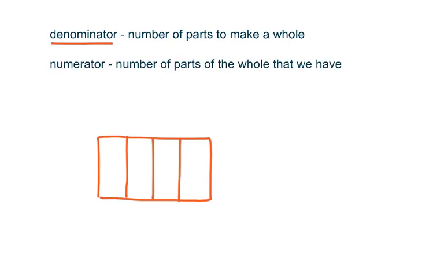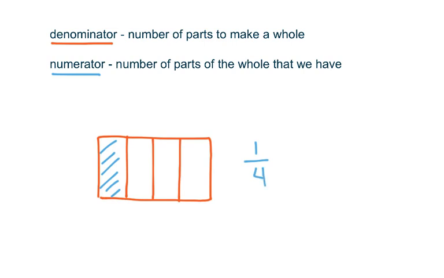Another key term is the numerator. And the numerator is the number of parts of the whole that we have. So if we were to shade this picture down here and color in one of those parts, what we've got here is we have shaded 1/4 of this figure.